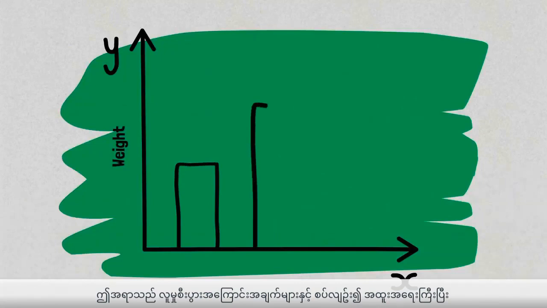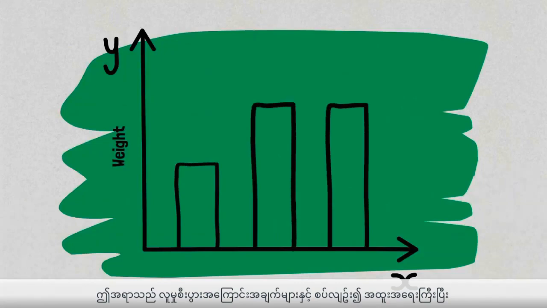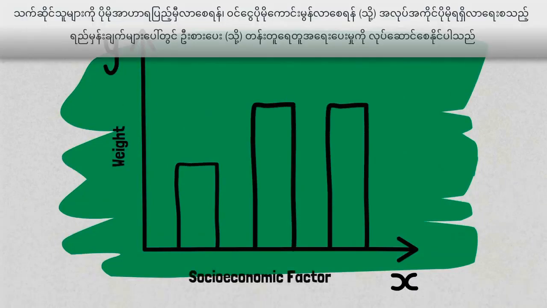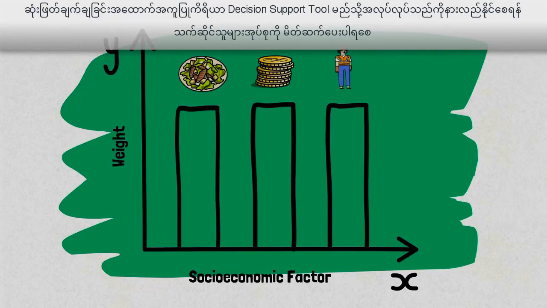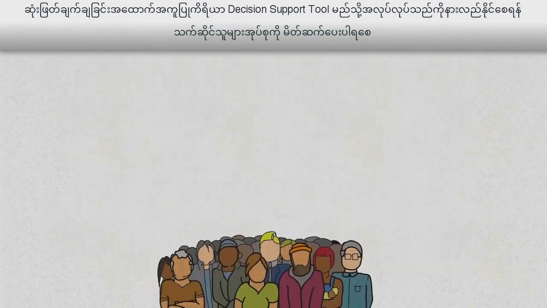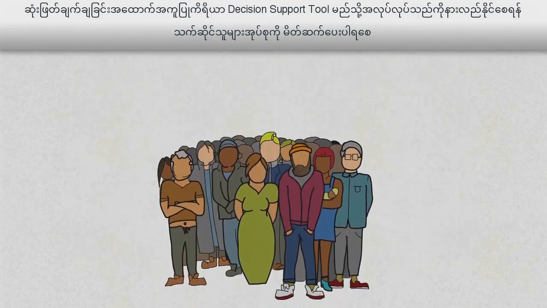This is particularly important in relation to socio-economic factors, enabling stakeholders to prioritise or place equal importance upon the goals of improved nutrition, income, or employment. To understand how the decision support tool works, let's introduce you to our group of stakeholders.